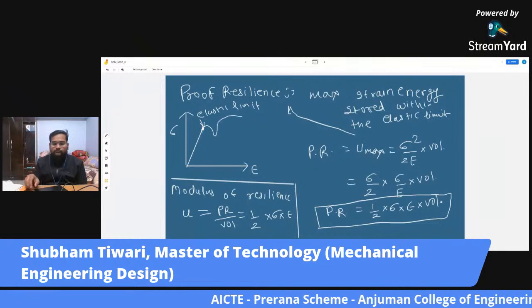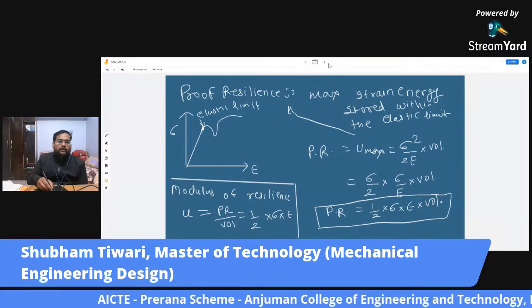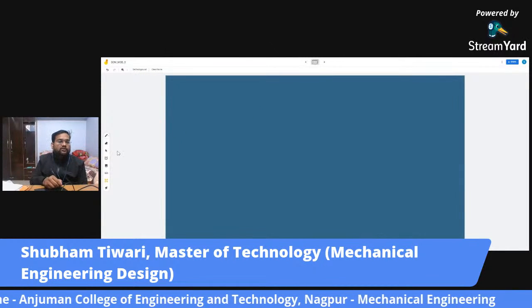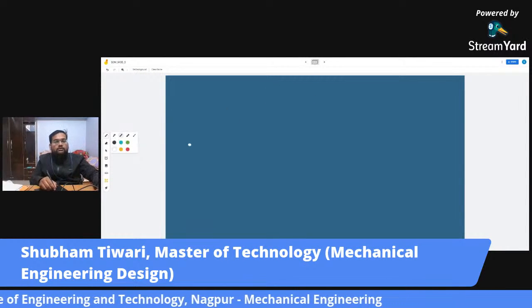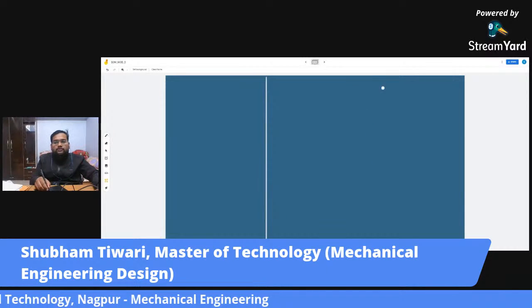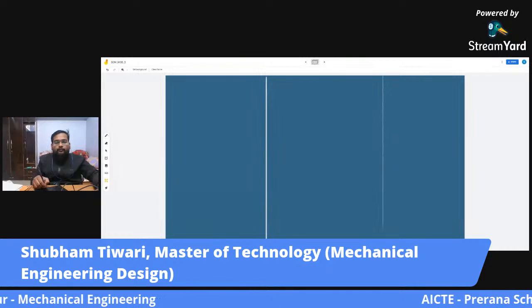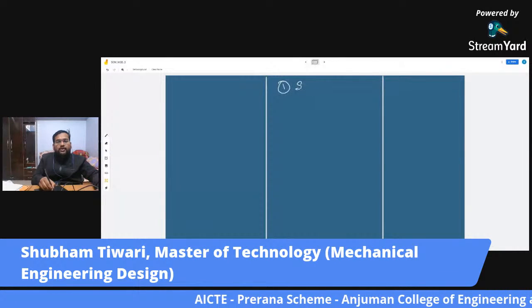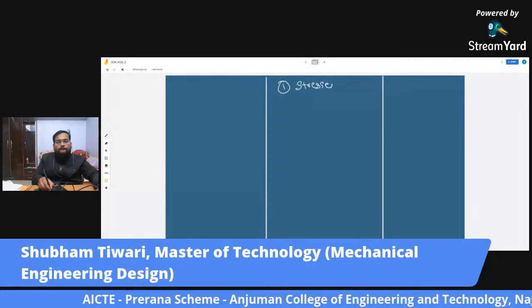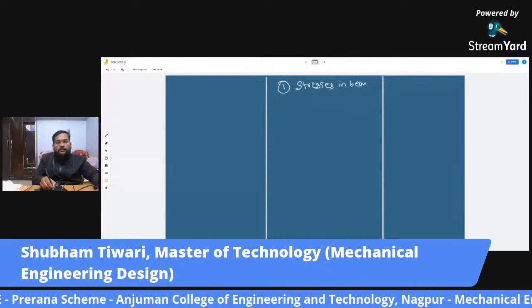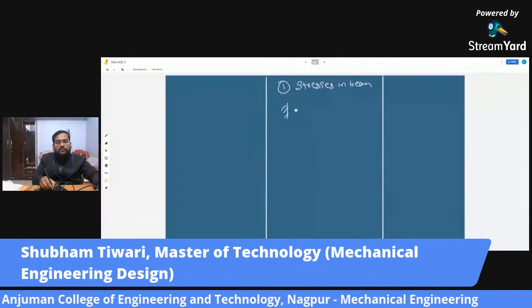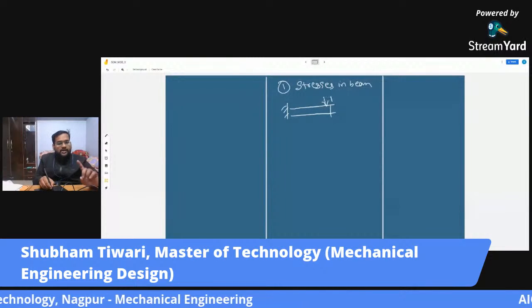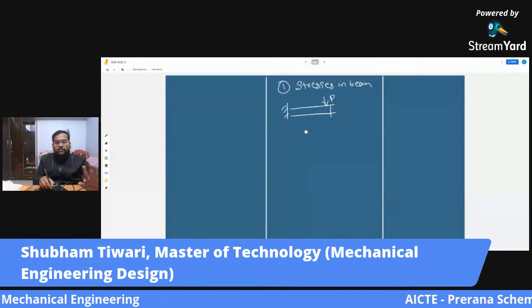Okay, this difference. So let us now end this session by summarizing the topics that we saw today. We saw 3 topics today. The first one was stresses in beam. Very easy to remember. Suppose that we have a beam which is subjected to a load P, then there are 2 modes in which this beam is going to break.